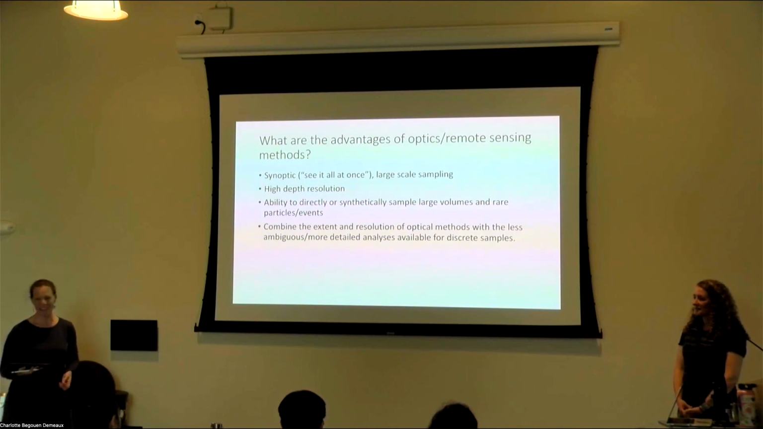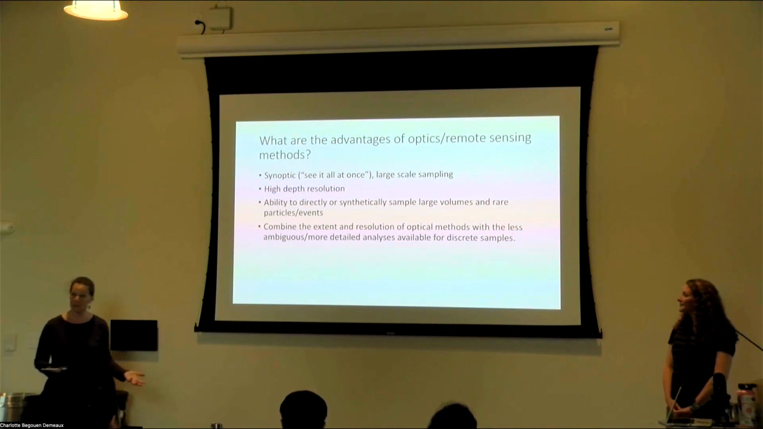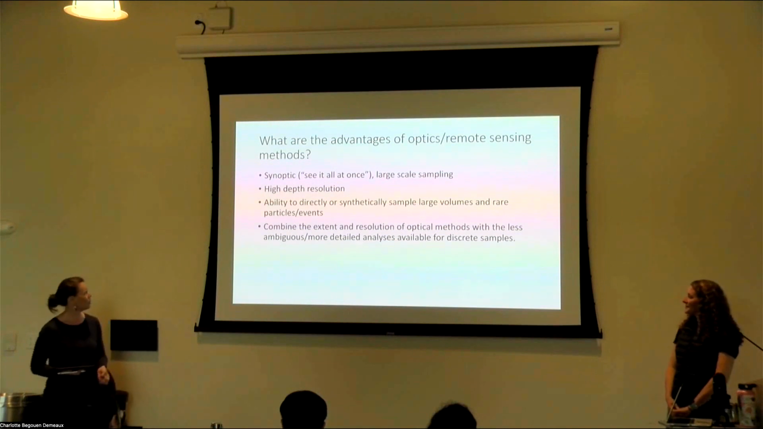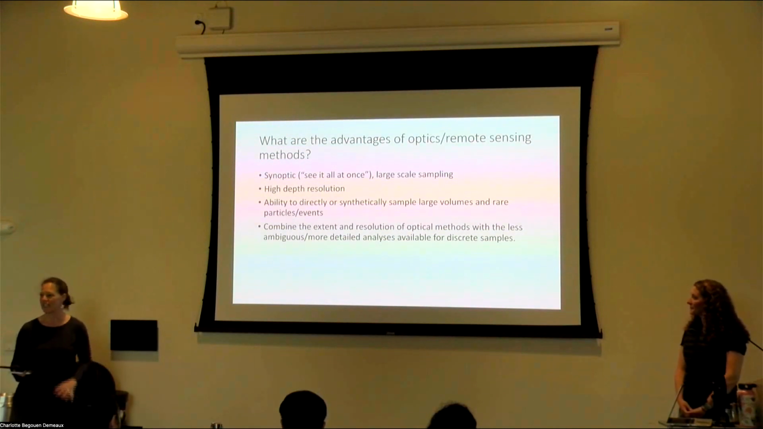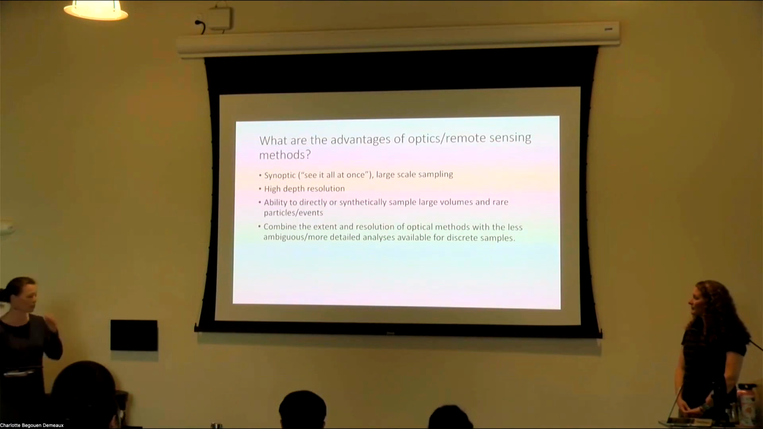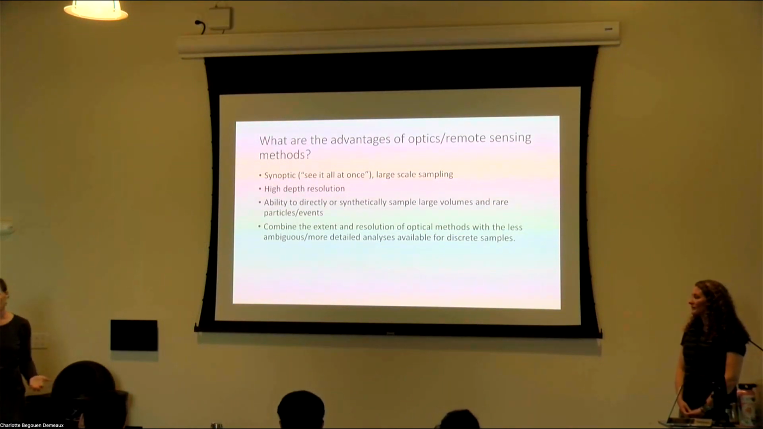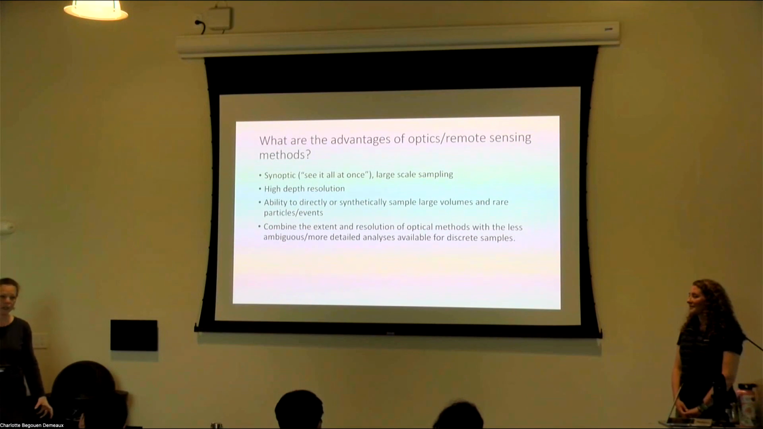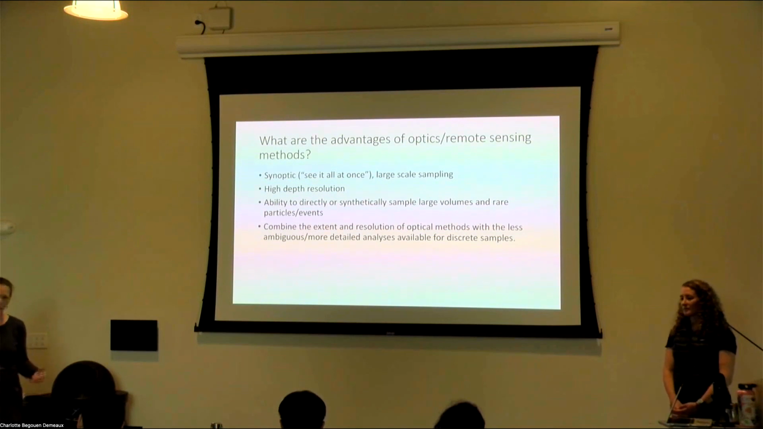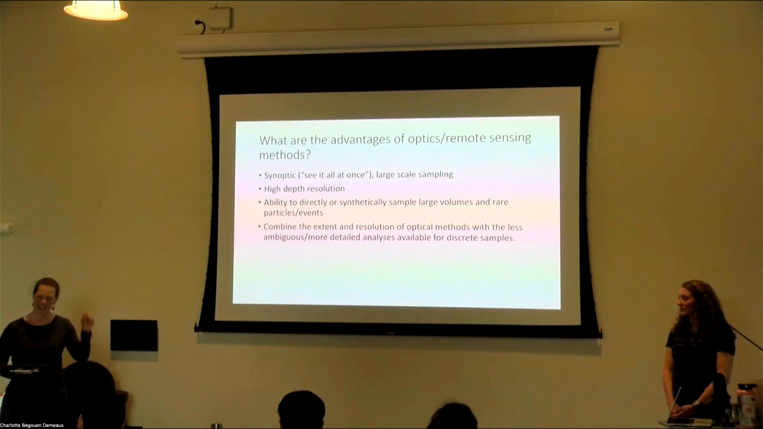So, what are the advantages of using these methods? Well, one is they're synoptic. Optics, you're using remote sensing, orbiting sensors. You can look over large scales, right? Look at time changes over large areas. Huge advantage there. A lot of optical methods will also be high depth resolution. For example, we're going underwater continuously, compared to having to get bottles. So there's a lot more information you can get on very fine scales.